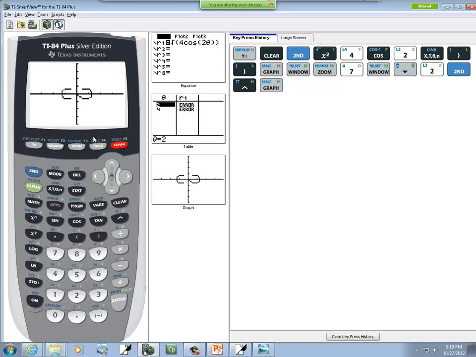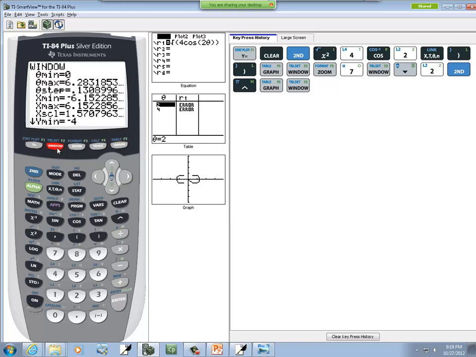Well, I know what it's supposed to look like, so I know that I didn't go far enough angle-wise. And if I go to my window setting, I must have played with it on an earlier one. I see it goes from 0 to 2 pi. So I can change that to like 4 pi. That's not nearly enough, but let me do 4 pi and then press enter. And now let me press graph.